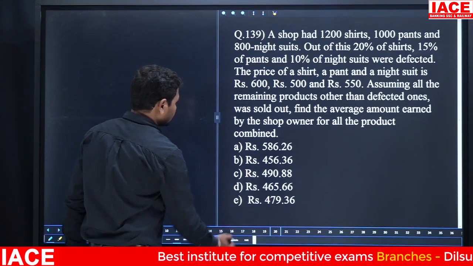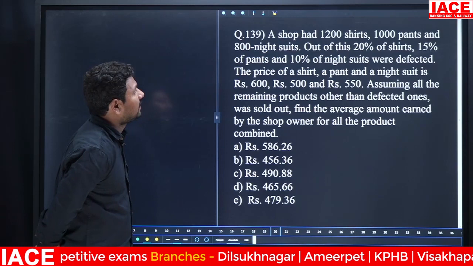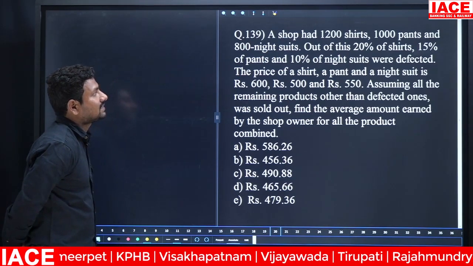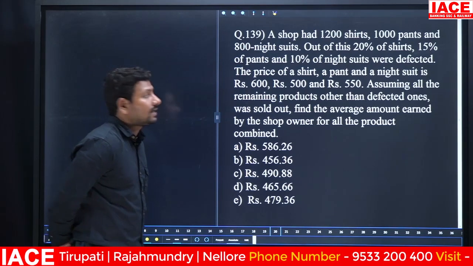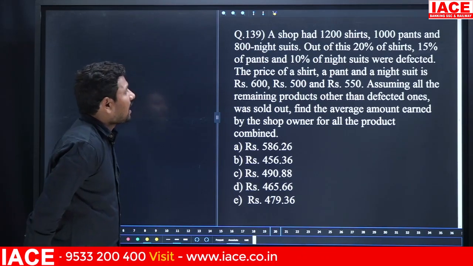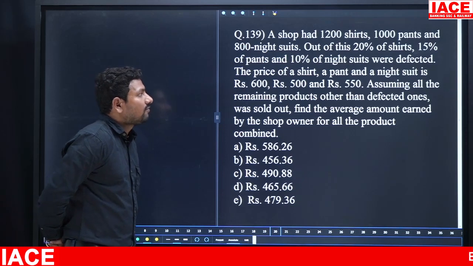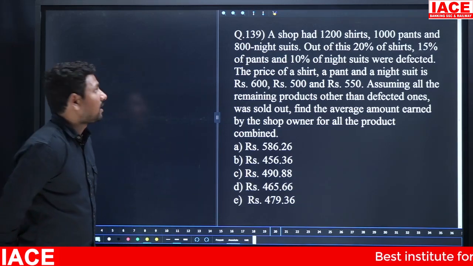Next. A shop had 1200 shirts, 1000 pants and 800 night suits. Out of these, 20% of the shirts, 15% of the pants and 10% of the night suits were defective. The prices of a shirt, a pant and a night suit are 600, 500 and 550. Assuming all the remaining products other than the defective ones were sold, find the average amount earned by the shop owner for all the products combined.